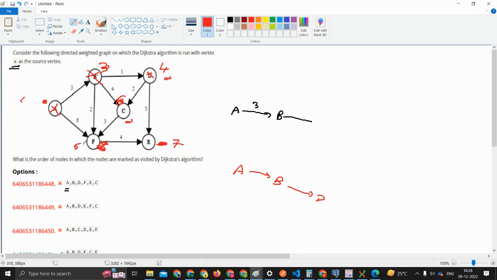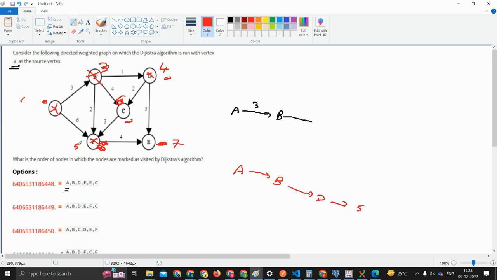Now you're going to visit F, which is 5. So if F is visited, you're visiting F at 5. So 5 plus 4 is 9. You don't need to do that, because 9 is bigger than the already existing minimum.